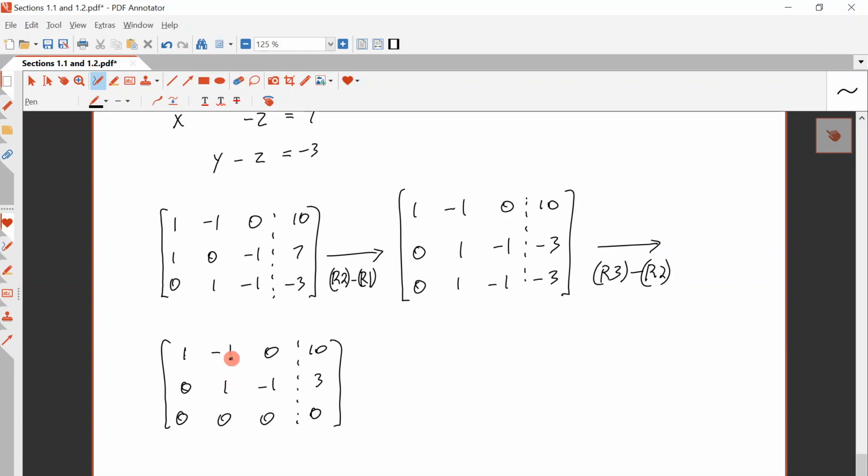So I got this leading 1 here. What I'd like to do, just for convenience, is eliminate this right here. So I'm going to add row 2 to row 1. So 1 plus 0 is 1. Minus 1 plus 1 is 0. 0 minus 1 is minus 1. 0 plus minus 1 is minus 1, and then 10 plus 3 is 13. Second row stays the same, and the last row is just zeros.